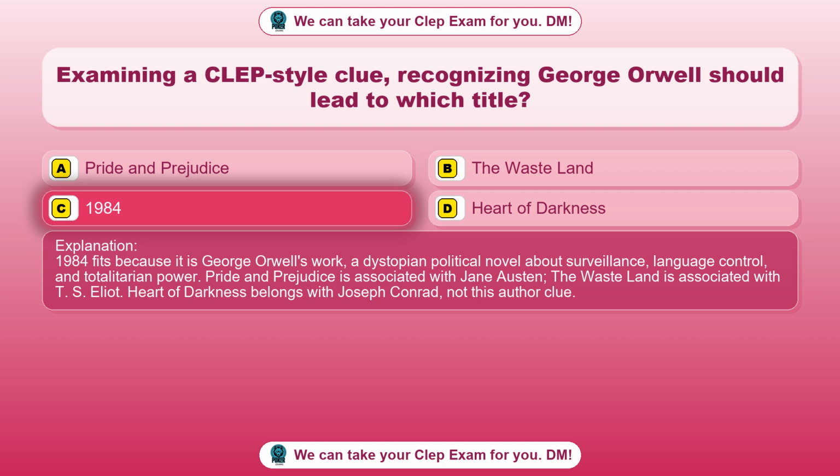1984 fits because it is George Orwell's work, a dystopian political novel about surveillance, language control, and totalitarian power. Pride and Prejudice is associated with Jane Austen. The Waste Land is associated with T.S. Eliot. Heart of Darkness belongs with Joseph Conrad, not this author clue.